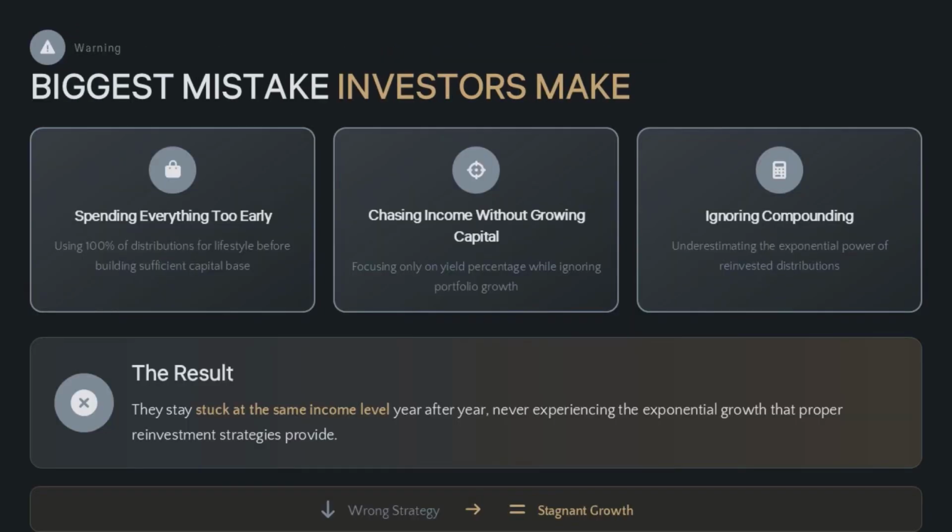So here are the biggest mistakes that investors make. They spend everything too early, so they use 100% of their distributions. They chase the income without growing capital. So they're chasing things like yield max, trying to find high yield, 50, 60% annual yield covered call ETFs. And they're ignoring compounding, so they don't see that the result comes from staying invested and then reinvesting all of those contributions.